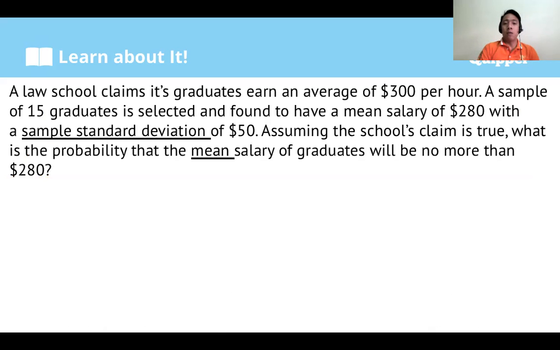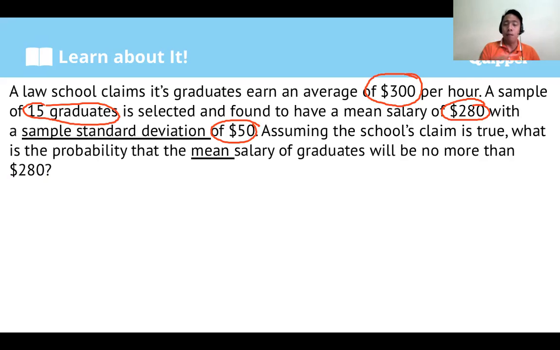A law school claims its graduates earn an average of $300 per hour. A sample of 15 graduates is selected and found to have a mean salary of $280 with a sample standard deviation of $50. Assuming the school's claim is true, what is the probability that the mean salary of graduates will be no more than $180? So here we have $300, $280, 15 graduates, and $50. So we have four values, right? Which of these are our symbols?